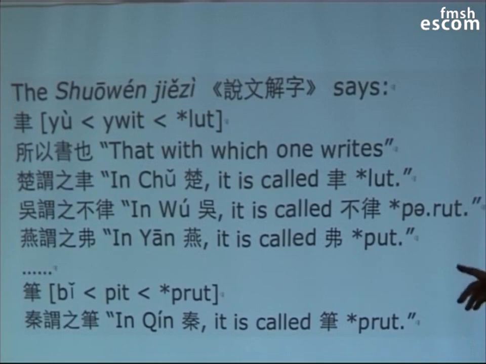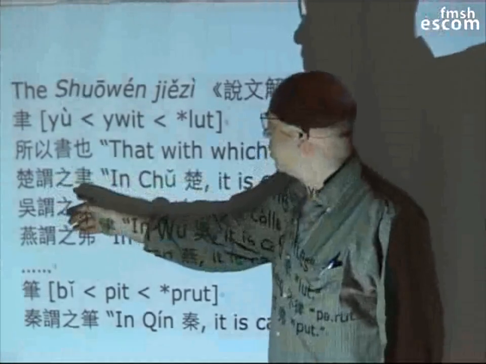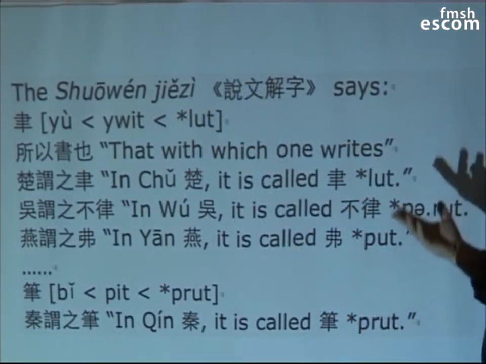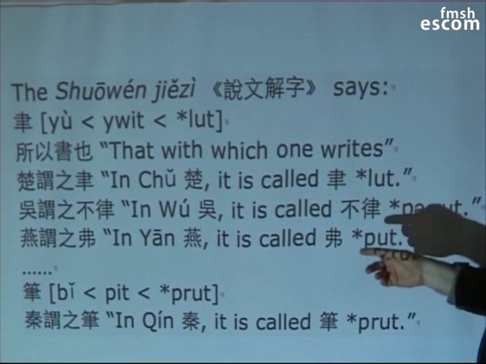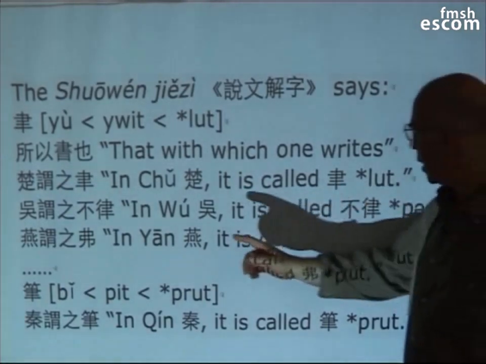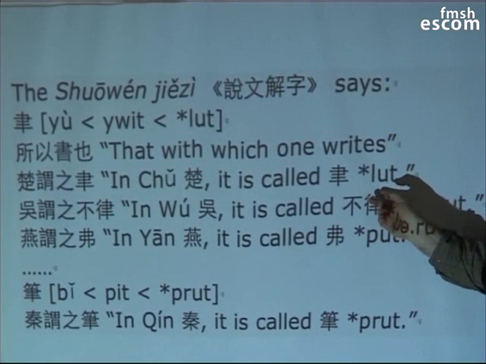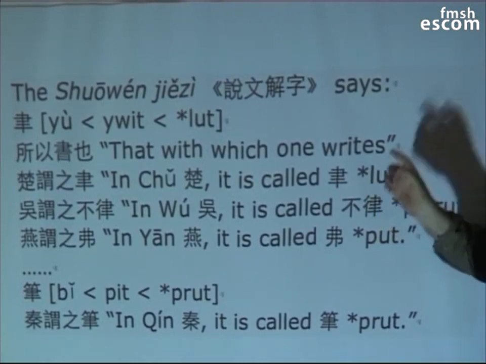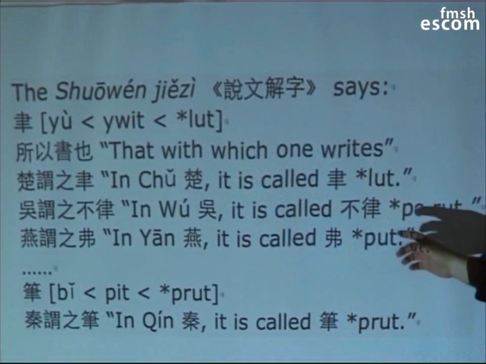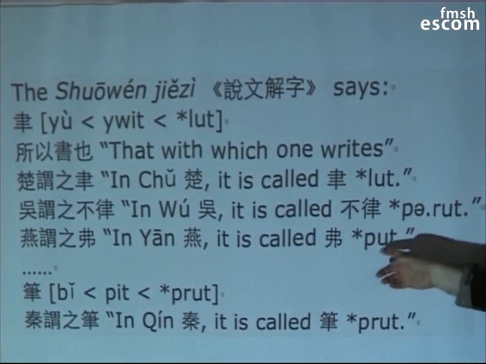And then the Shuwen gives you a list of local, regional equivalents. In Chu, Chu Wei Zhen Yu, that is like this. In Wu, it is called Hu Lü, which we reconstruct as Brut. And in Yan, so Brut is a full IND syllable. This looks like an IND syllable which has lost its minor syllable and which retains only the main syllable, as will happen in Middle Chinese, and indeed this is the Middle Chinese form. In Yan, that's in the region of Beijing, it is called Hut.